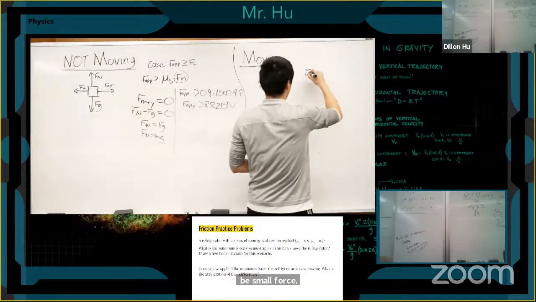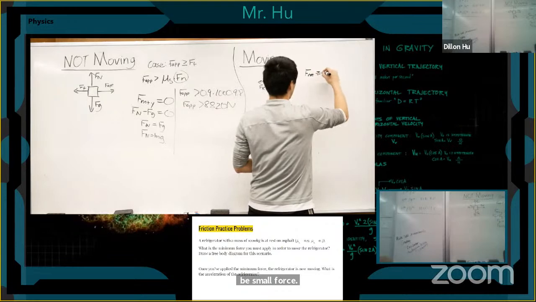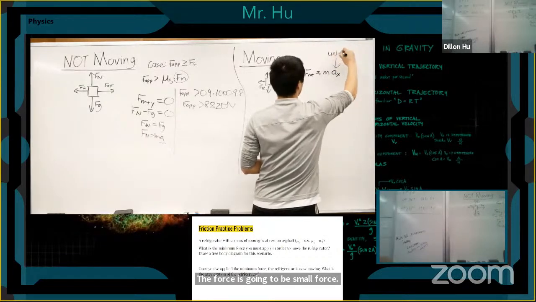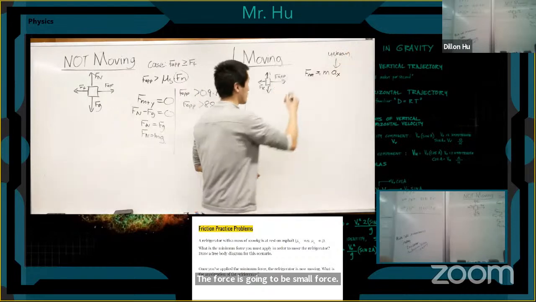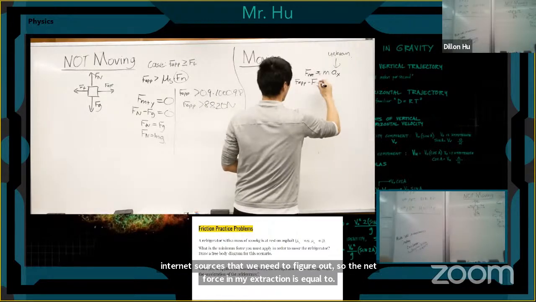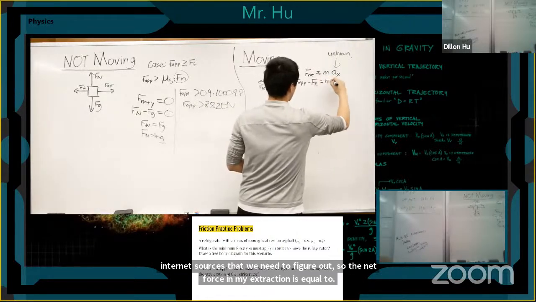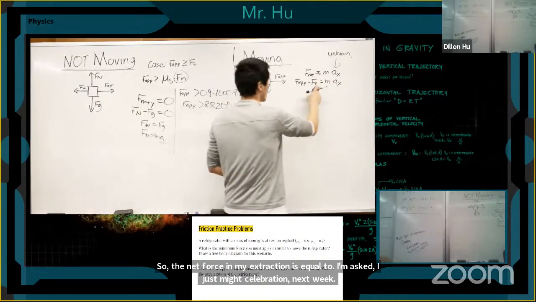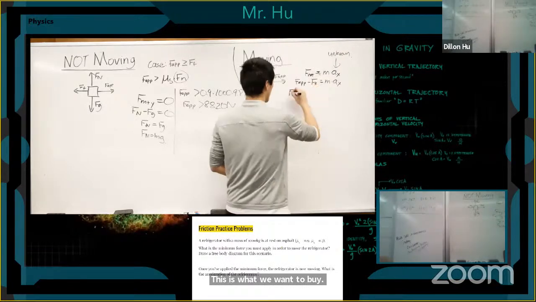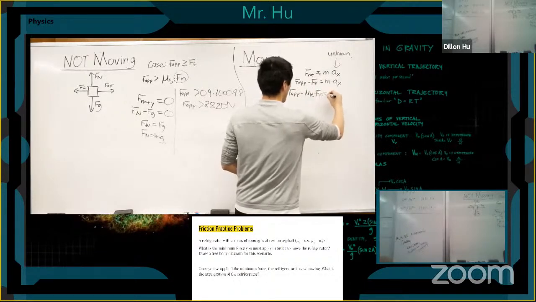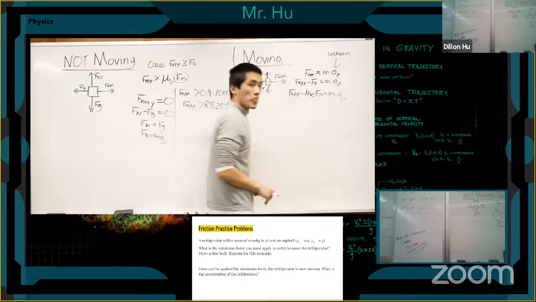So the net force in my x direction is equal to my mass times my acceleration in x direction. And this is what we want to find. So the net force in my x direction is my applied force minus the force of friction. This is equal to my mass times my acceleration in x direction. In this case, we're working with kinetic friction. So my applied force minus my kinetic friction, which is mu k times the normal force, equals mass times acceleration.